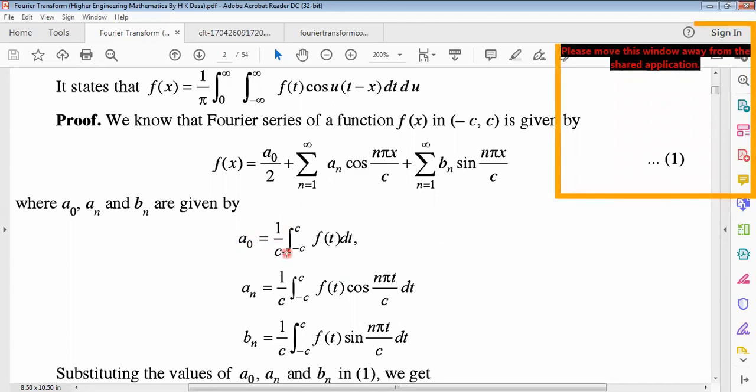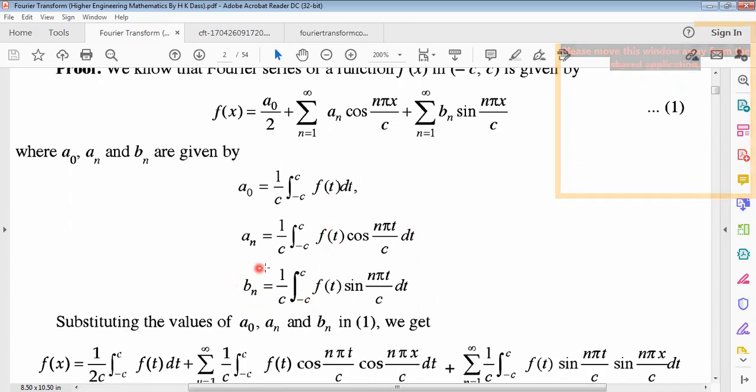a naught equals 1 by c integral from minus c to plus c of f of t dt, and a n, the cos coefficient of the Fourier series, equals 1 by c integral from minus c to plus c of f of t cos n pi t by c dt. Here t is the time, and b n is the sine coefficient of the Fourier series. So b n equals 1 by c integral from minus c to plus c of f of t sin n pi t by c dt.